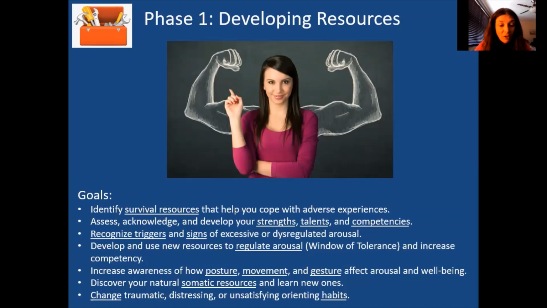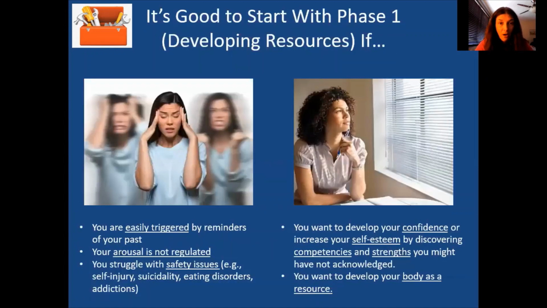And then we're going to change some traumatic, distressing, or unsatisfying orienting habits, right? So we talked about that in an earlier lesson called paying attention to the orienting response, right? Because sometimes because of our past experience, our attention is easily drawn to triggering things and we miss the rest of the picture. So by learning to look at other stuff and see things that maybe we overlooked, it gives us a broader, clearer picture of reality and helps us to make better decisions and helps us sometimes to even regulate our arousal. Okay, so all these are really important resources that we're going to continue to develop with the sensorimotor psychotherapy curriculum. Okay, all right.